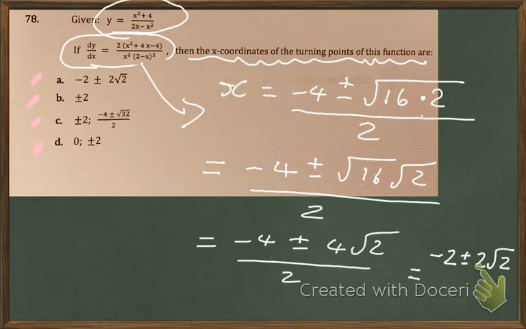And now you can clearly see, as you look at the options, that that would have to be A. And so there's your correct answer.